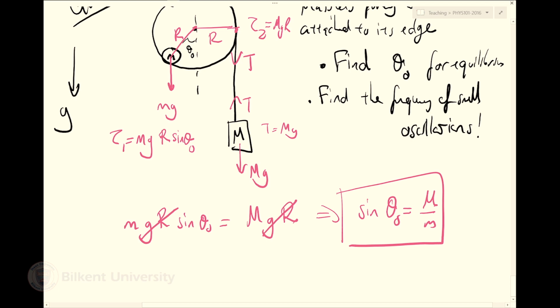Yes? That's an excellent question. What happens if the capital M is larger than small m? The thing moves and the arm goes up and the large arm comes down with an angle. At some point, this will have more distance, so the torques will be equal. No, it turns out that's a very good question, and we've solved it correctly. Sine theta 0 is capital M over small m.